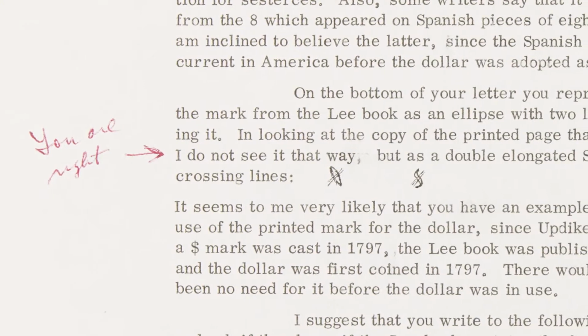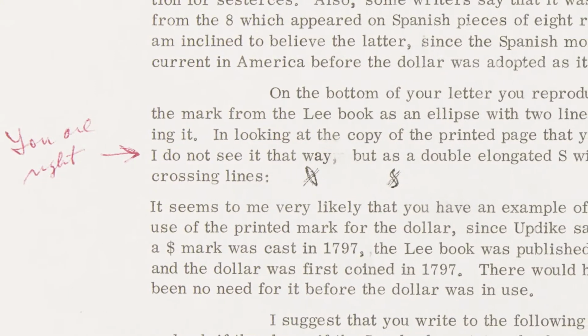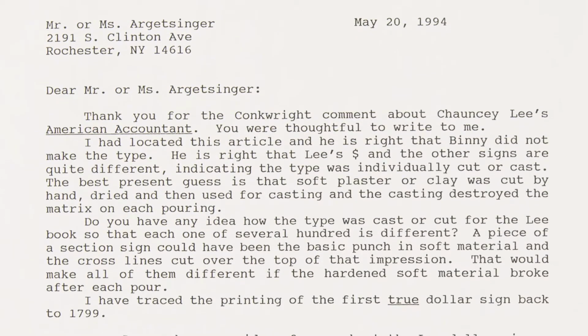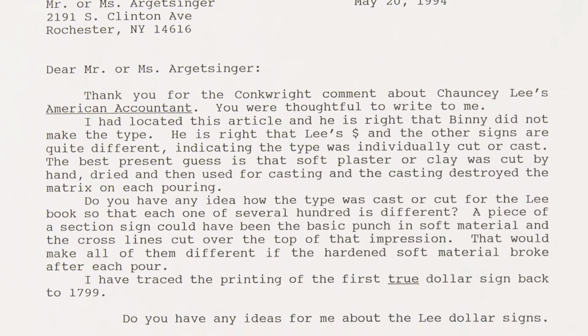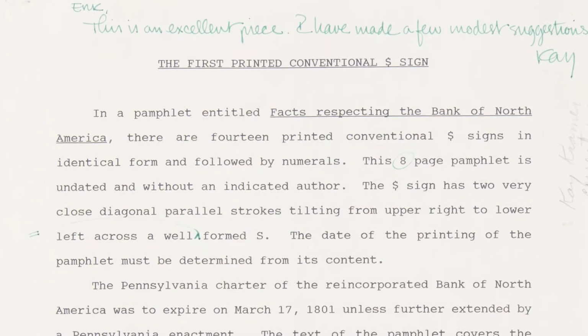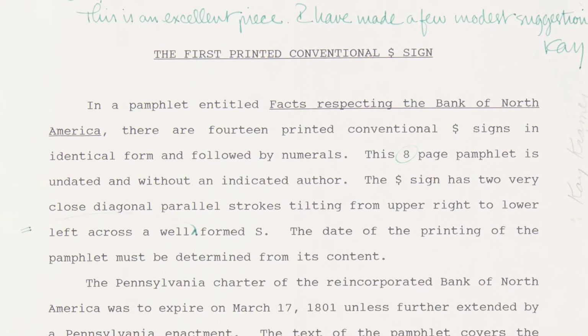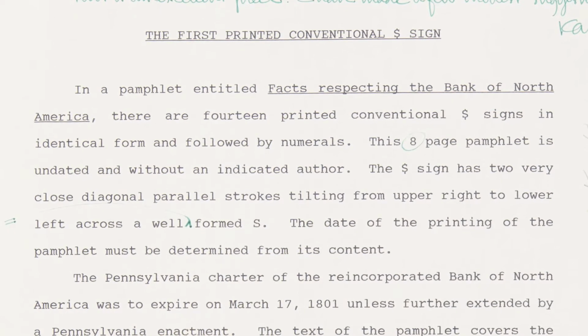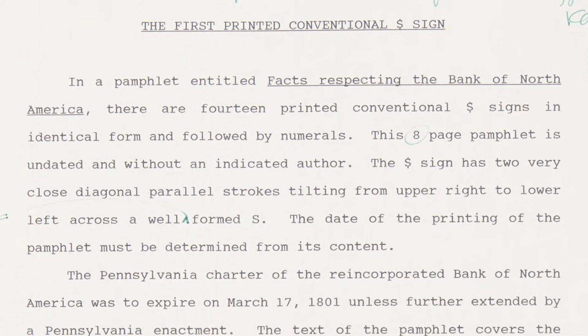While Newman initially thought the American Accomptant might represent the first printed use of the dollar sign, he later revised his opinion, noting the curved lines are not explicitly an S. Newman instead posited that the pamphlet about the renewal of a bank charter from 1799 was the first printed example of a recognizable dollar sign.